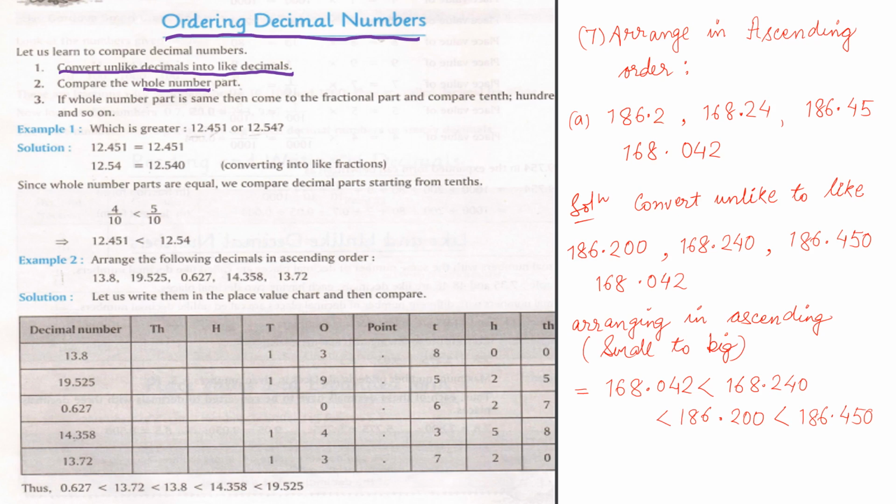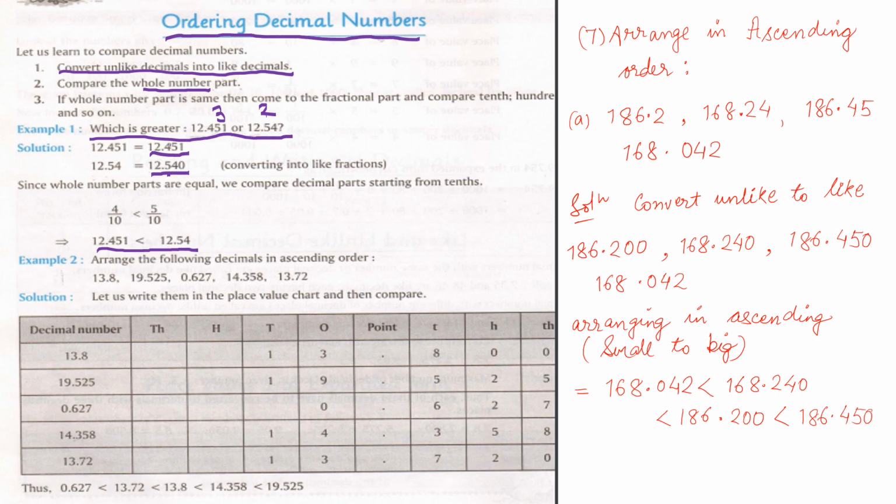So look here, one example: which is greater, 12.451 or 12.54? So first, here it has 3 digits and here it has 2 digits after the decimal. So let us make them like. 12.451 will be 12.451 only. Now 12.54 will be 12.540. Now both of them have 3 digits after the decimal, so they became like. Now start comparing. So 12 and 12, fine. Now 4 is here and 5 is here. So obviously 5 is greater. So 12.451 is smaller than 12.54.